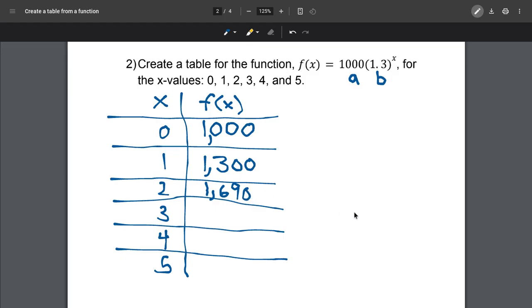Okay, we'll just keep multiplying by 1.3. Next value is 2,197. Keep multiplying by 1.3. Next value is 2,856.1. And then multiply by 1.3 again. We get 3,712.93. And we've got our table created here. Let's try another one.